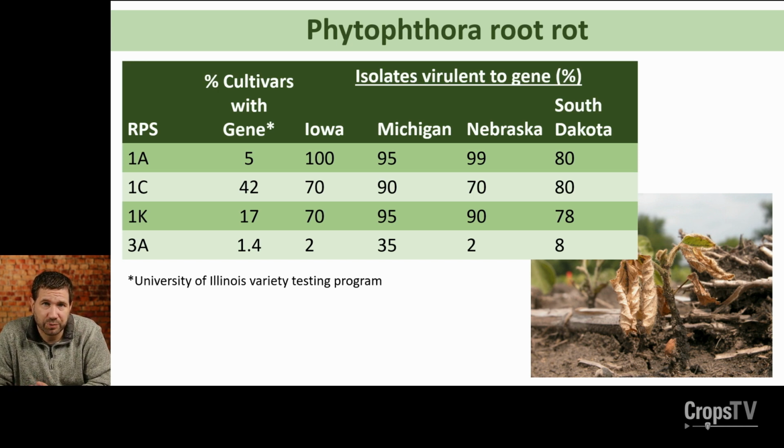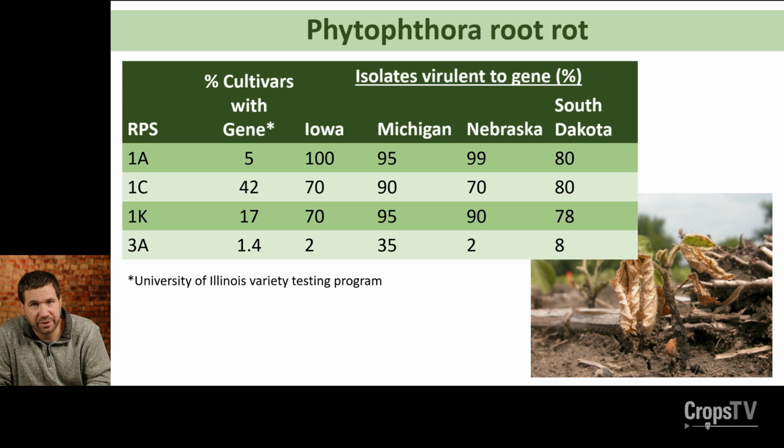Now the next 4 columns would be the percentage of the isolates that can actually cause disease on varieties that have that 1A or 1C or 1K or 3A. And so in Iowa, 100% of the isolates that were recovered could cause disease on the 1A. So the 5% of the varieties that had that 1A would not effectively be able to control that particular Phytophthora strain. And in Michigan, Nebraska, and South Dakota, again, over 80% or close to 100% of the isolates that were recovered could cause disease on 1A.